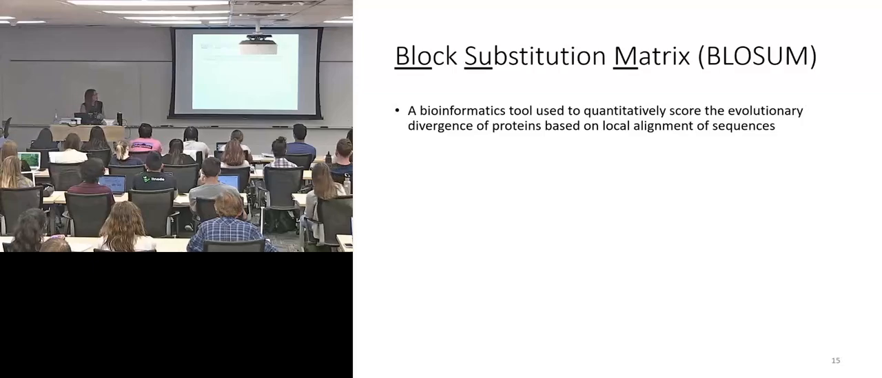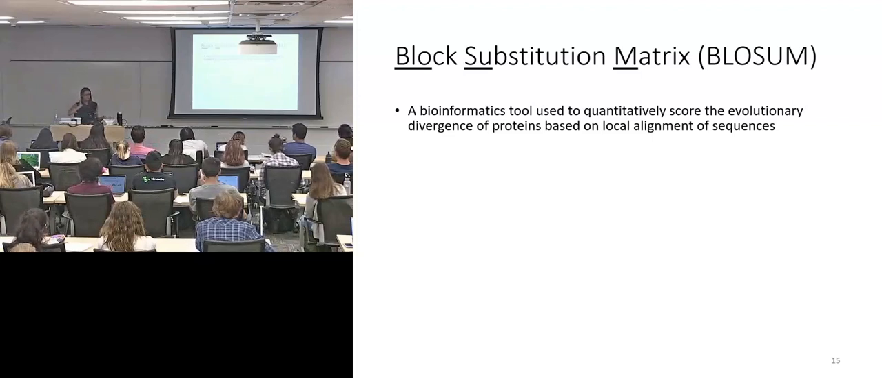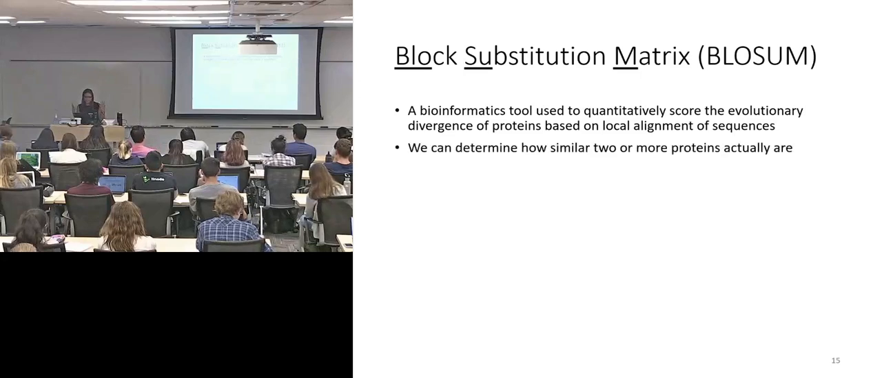BLOSUM. Okay. The BLOSUM matrix, the concept of a block substitution matrix. It's a tool in bioinformatics. You want to score the evolutionary divergence of proteins based on alignment of many sequences. You're trying to figure out how different these things are. What we want to do in our class is see how similar two or more proteins actually are.